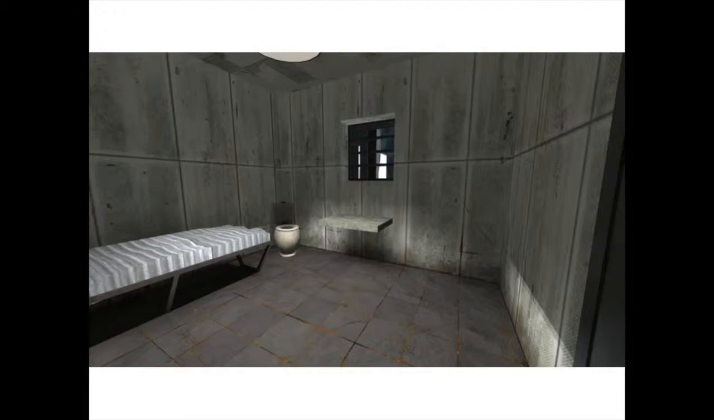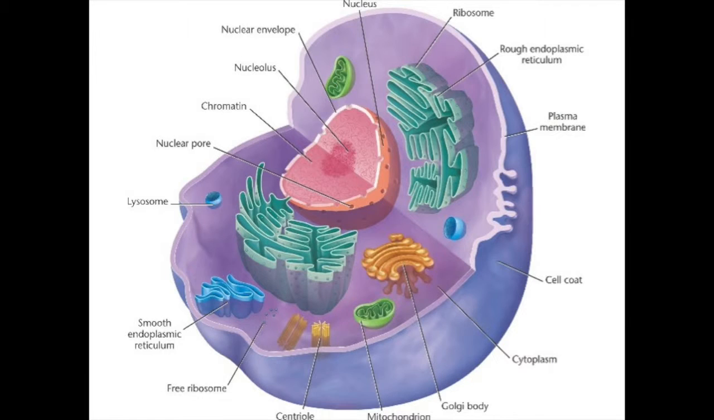Today we will study cells. Silly computer, not that kind of cell. That's it, that's the one.